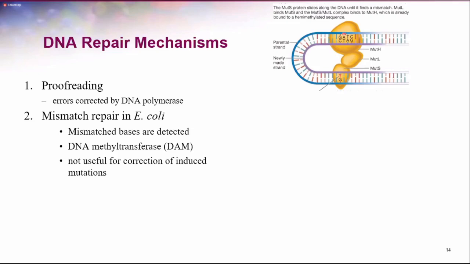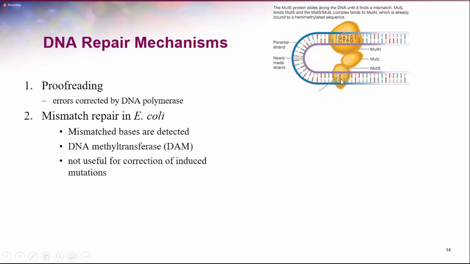So we have what we refer to as mismatch repair, where mismatched bases are detected and replaced. So you have these three proteins, MutH, MutL, and MutS, whose job is to bind the DNA, slide along it, and continue to look for any mismatched pairs. So MutS's job is to recognize any mismatched base pairs. So T and G here are mismatched, right?